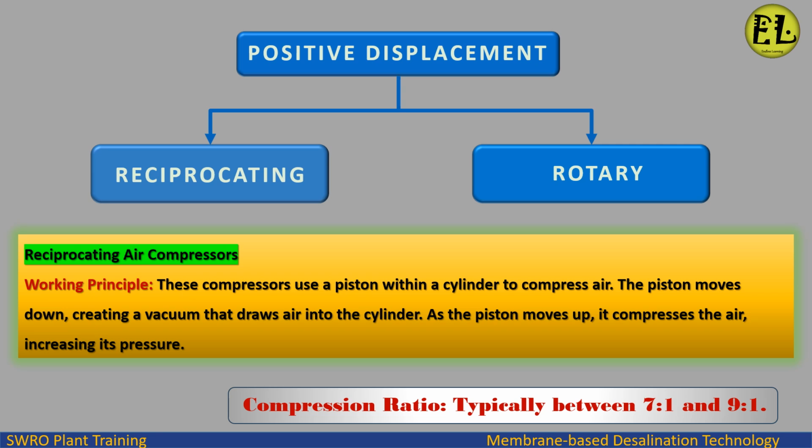Reciprocating air compressors. Working principle: these compressors use a piston within a cylinder to compress air. The piston moves down, creating a vacuum that draws air into the cylinder. As the piston moves up, it compresses the air, increasing its pressure.